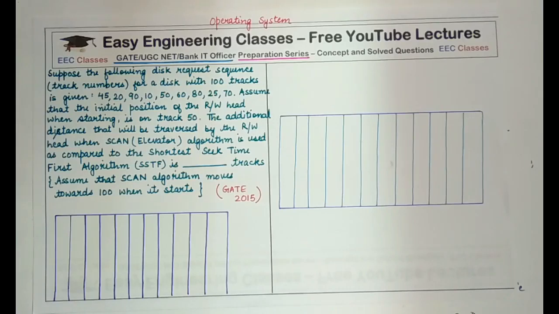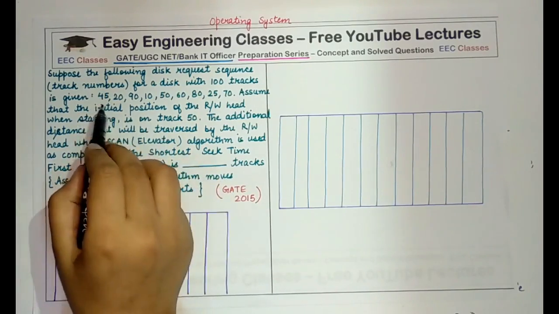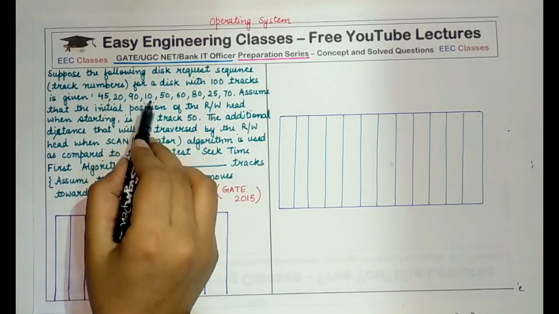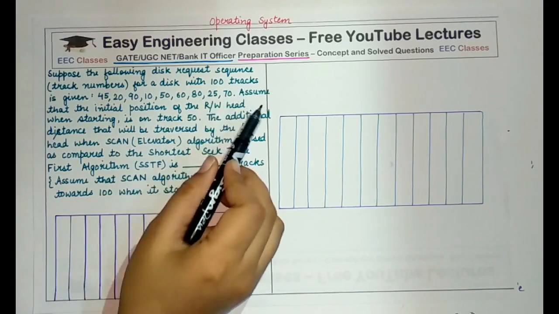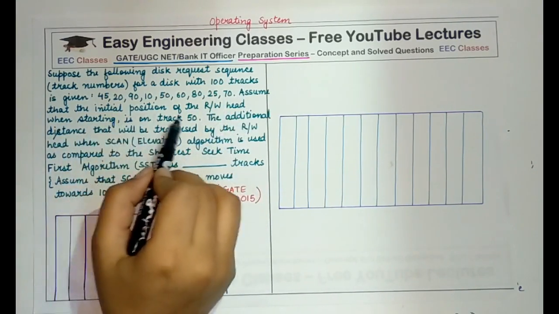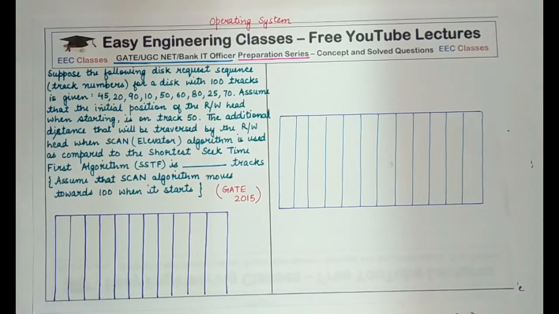The question is, suppose the following disk request sequence, that is, track numbers for a disk with 100 tracks is given, and the sequence is 45, 20, 90, 10, 50, 60, 80, 25 and 70. Assume that the initial position of the read-write head when starting is on track 50.